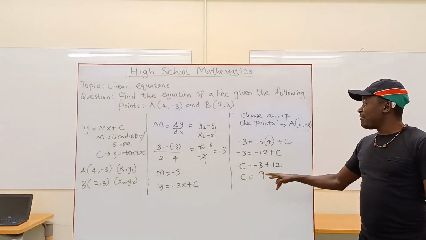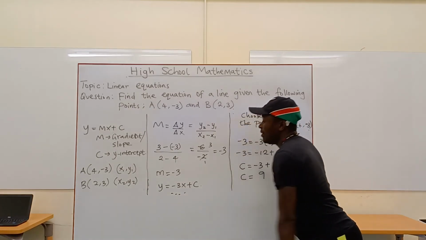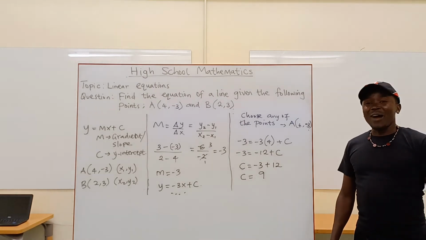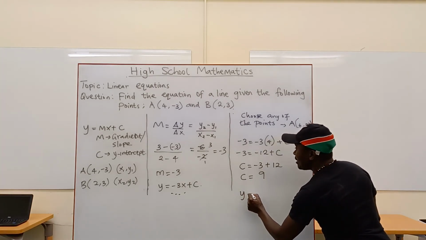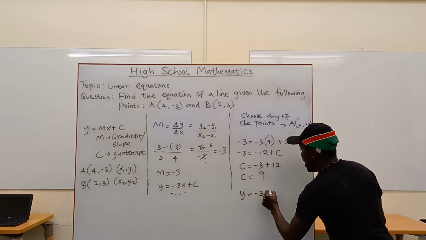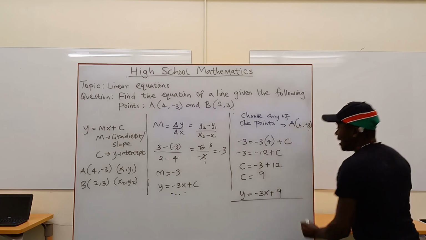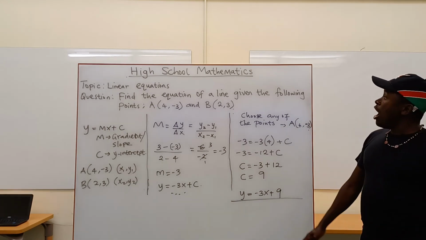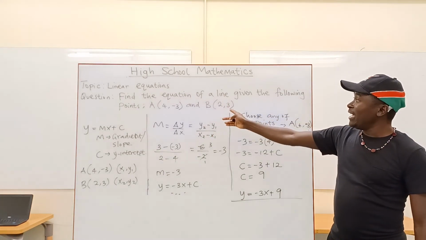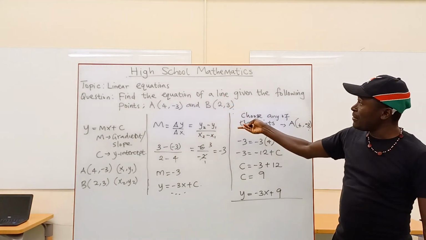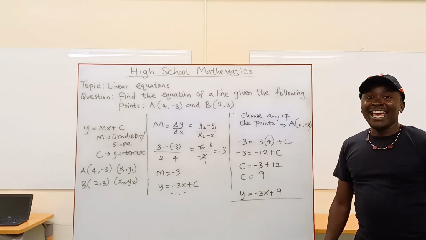Now that you have your y-intercept, insert it into the formula we are still working on, and you have y = negative 3x + 9. And that is the equation of the line given the points A, 4 and negative 3, and B, with x and y values of 2 and 3.